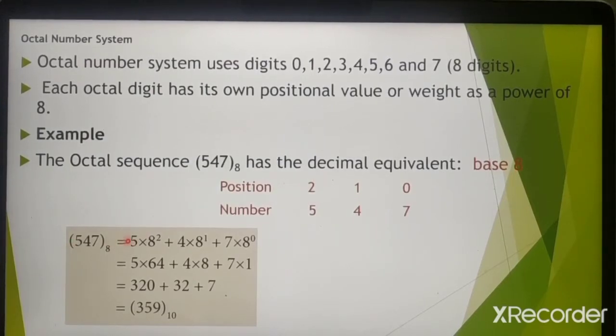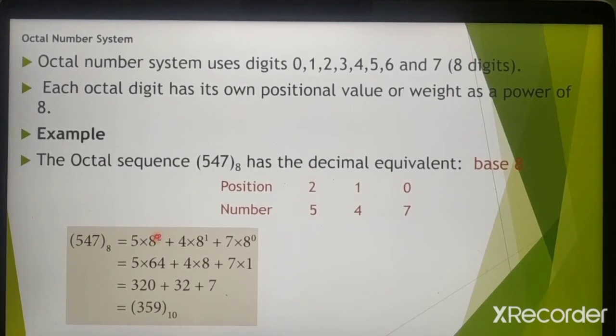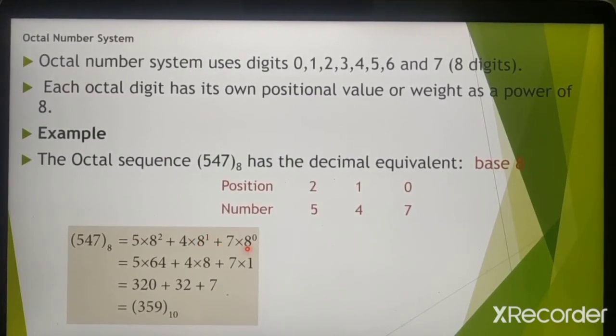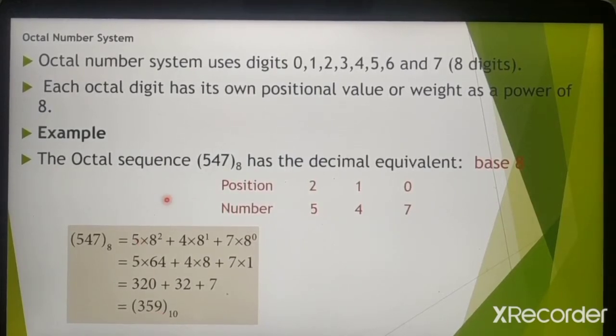So 5 into 8, which is our base value, to the power 2, which is its position value, plus 4, the next number, into base to the power of position 1, plus 7 into 8, which is called the base value, to the power of its position 0. Finally we got 359. 359 is the decimal value of the octal value 547.